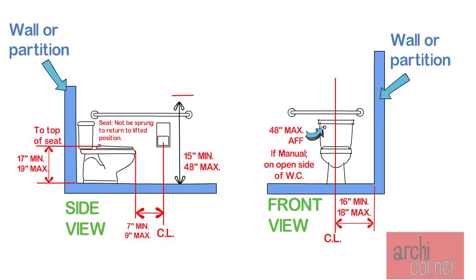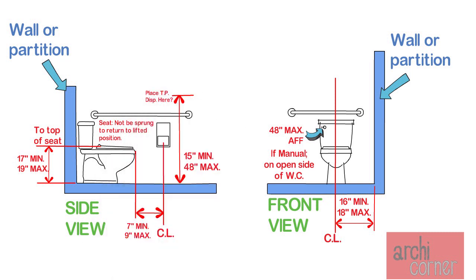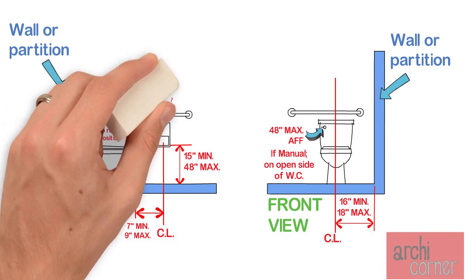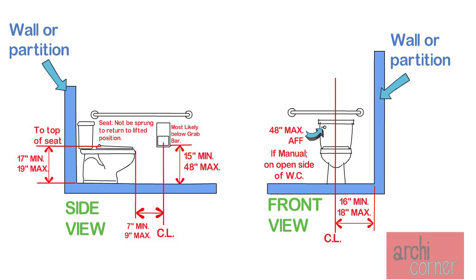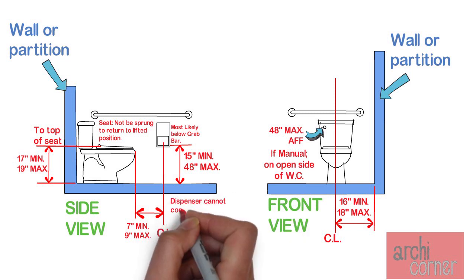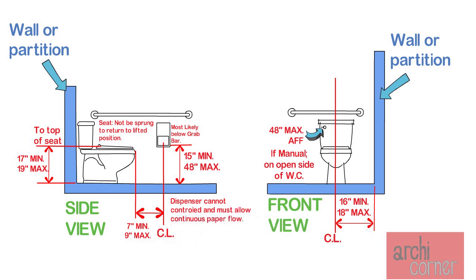Whether the dispenser is below or above the grab bar, there are clearances you need for the grab bar, which we will talk about in a minute. But those clearances pretty much mean that you would almost always have the dispensers below the grab bar, and you'll see those clearance requirements in a minute. The toilet paper dispenser cannot be the type of dispenser that controls delivery or that does not allow continuous paper flow. And now let's move on to the grab bars.